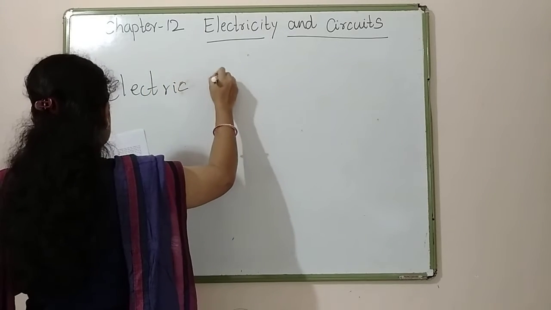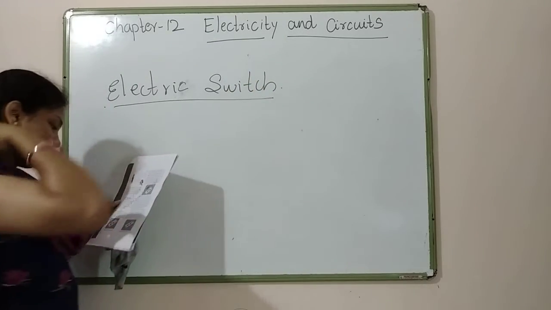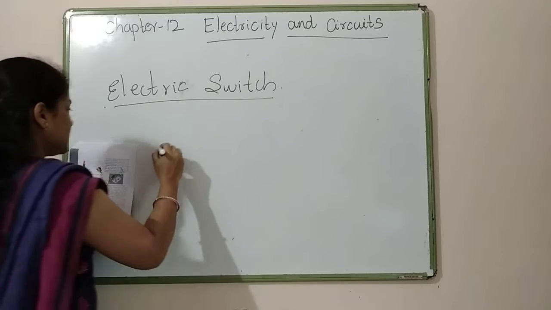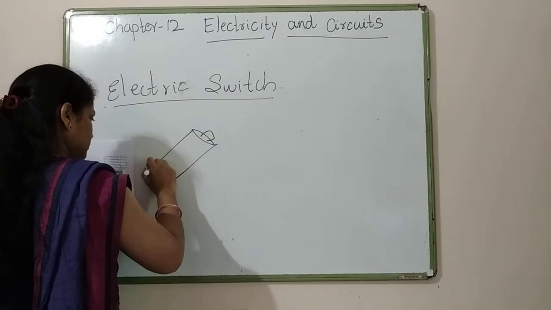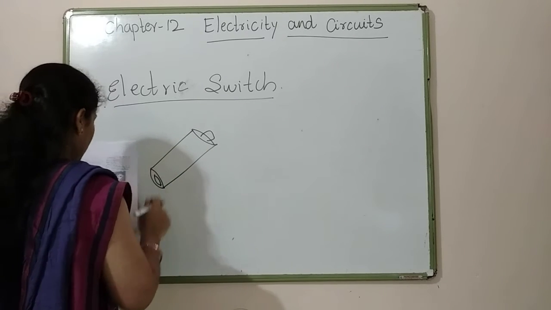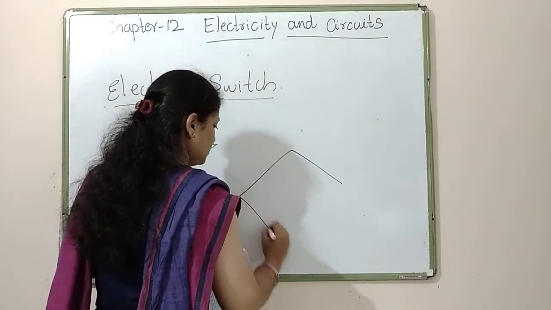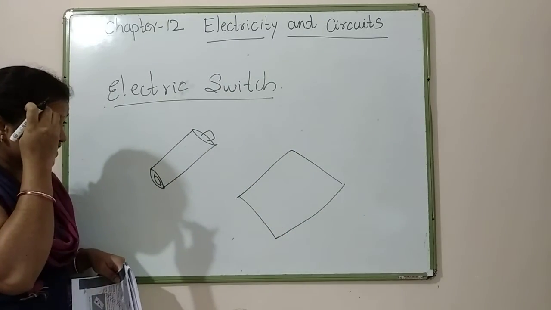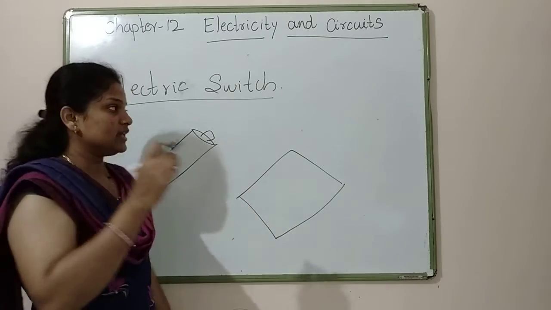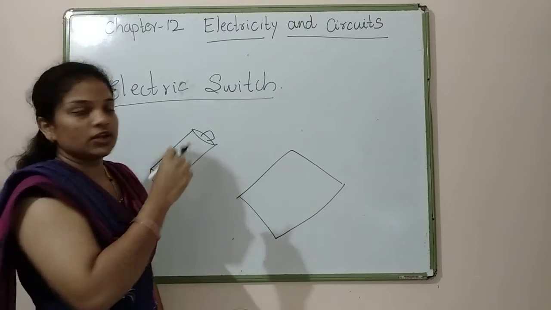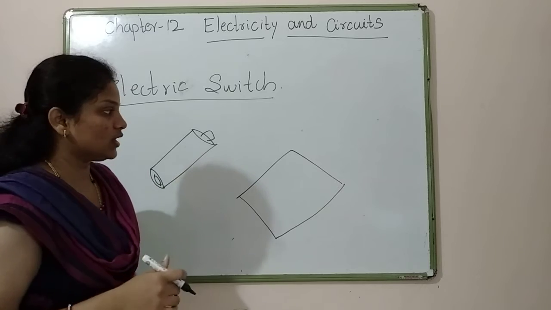Electric switch. So this is an electric switch. How exactly does it work? What you have to do is take one cell. Now take one small thermocol sheet. Take two drawing pins. You know drawing pins, right? If you put a paper on the notice board, you just put the pins on the sheets. Those pins are called drawing pins.